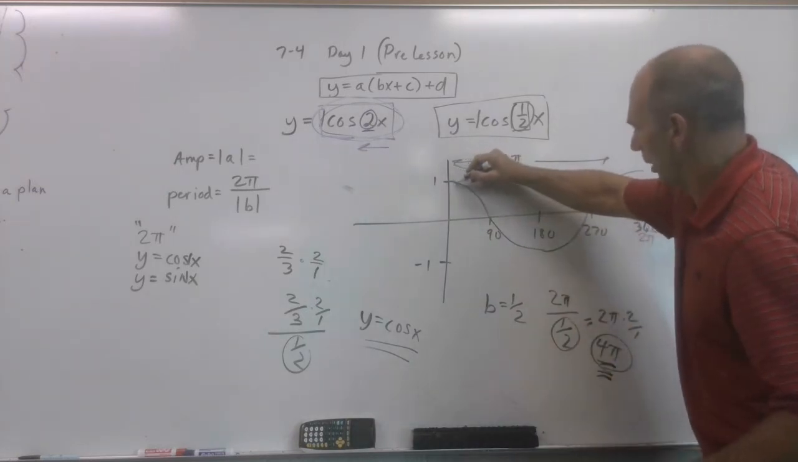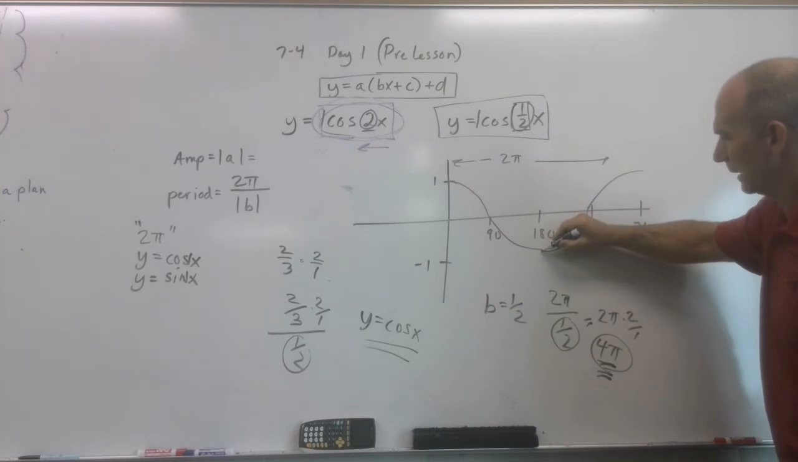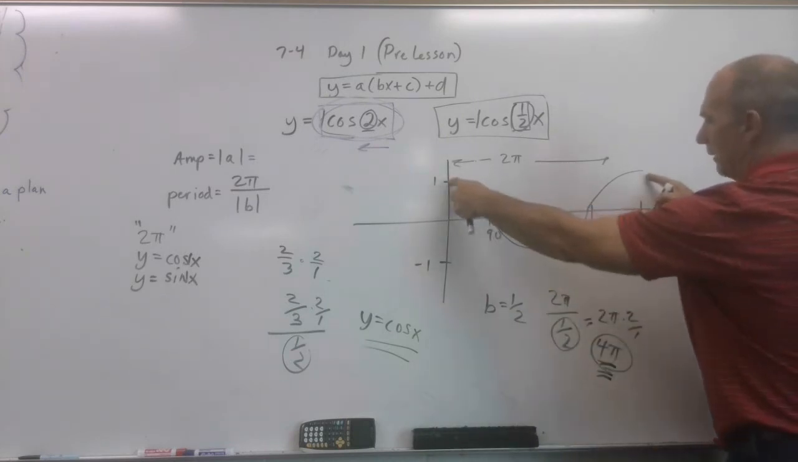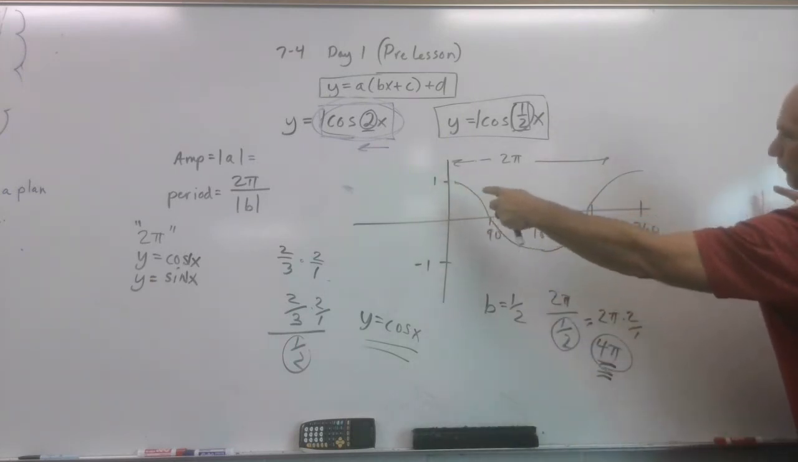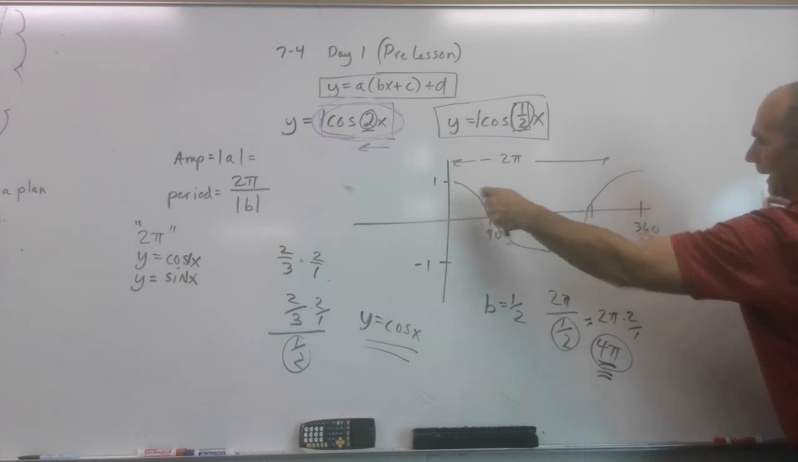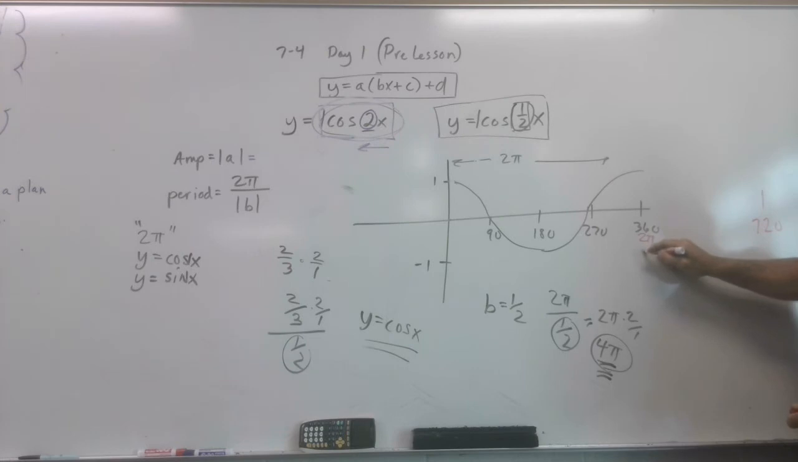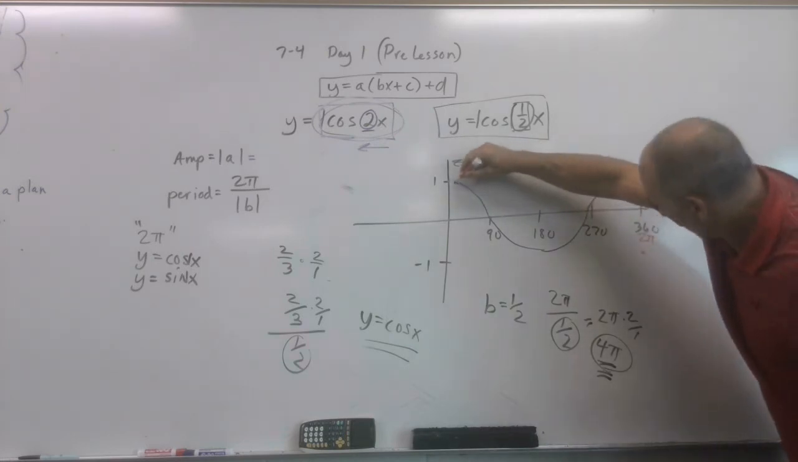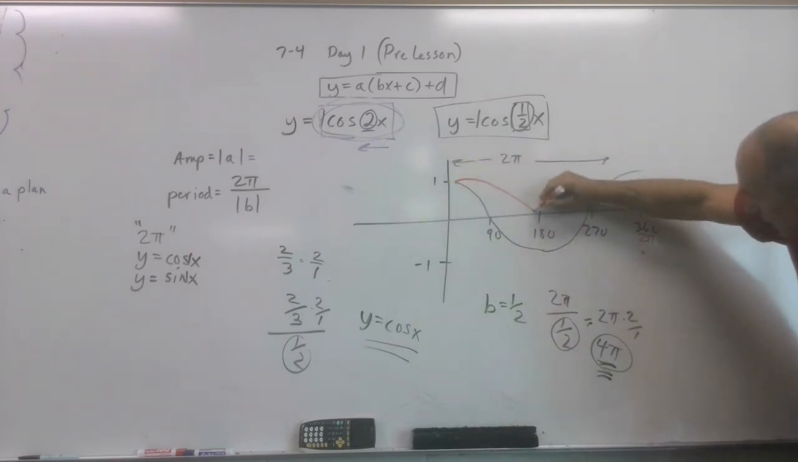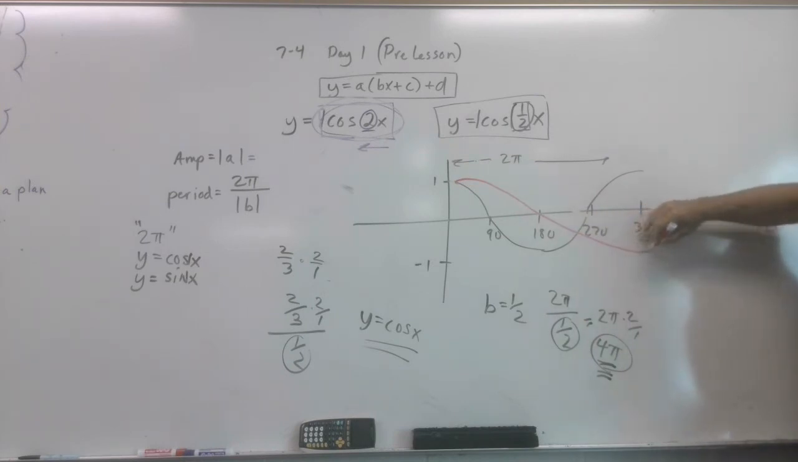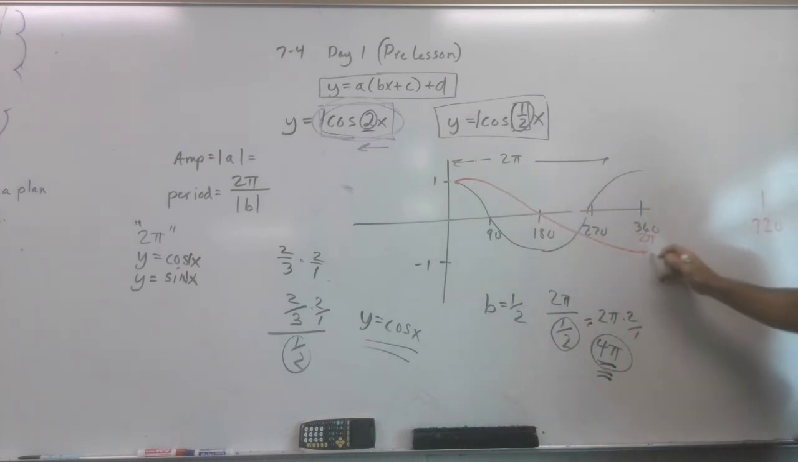But then we got to take a snapshot of what does it do? Well, it starts at 1, goes down to -1, halfway. Well, if this is now 4 pi, I need to repeat that halfway. So here's my halfway point. So I know it starts here, and it comes like this, and it goes like this, and there we go. And then what does it have to do?